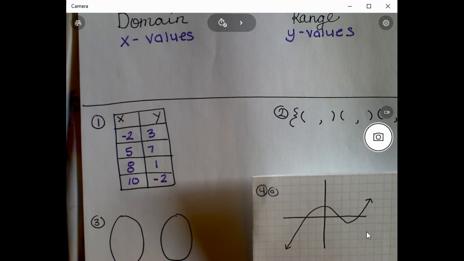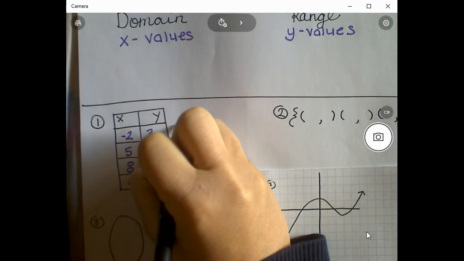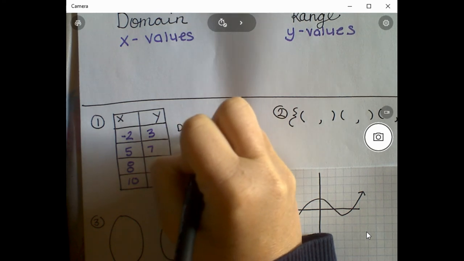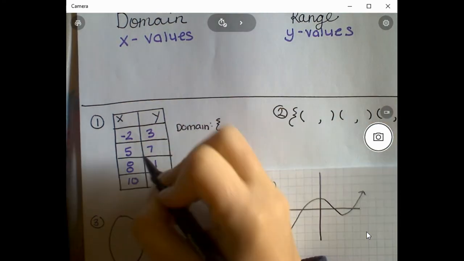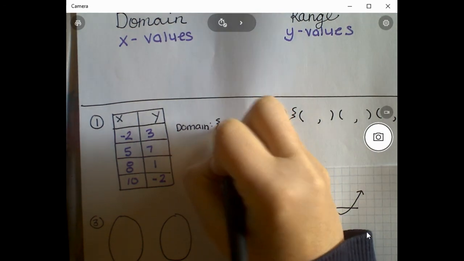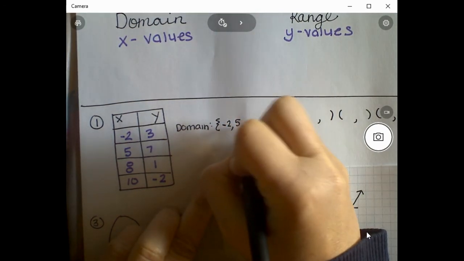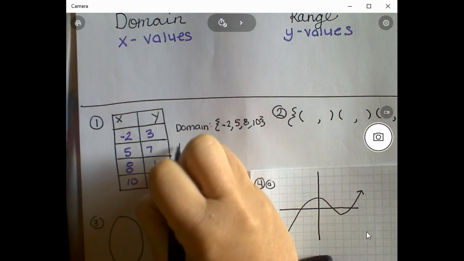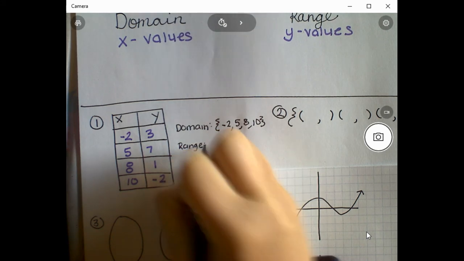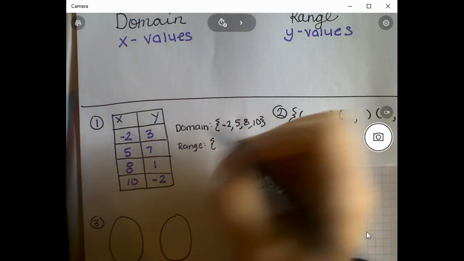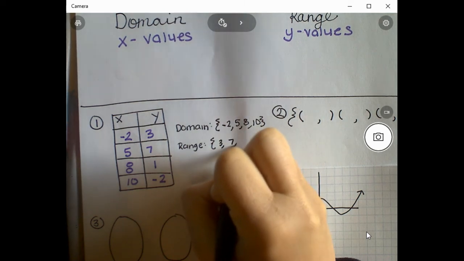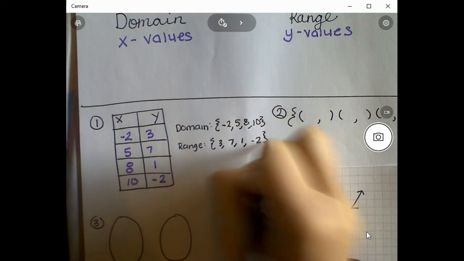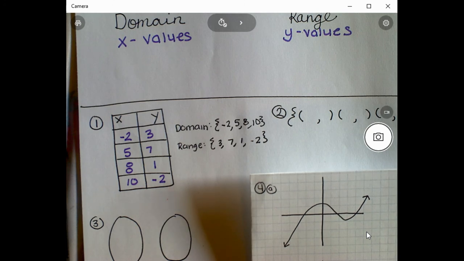So if you want to know what the domain is, domain are the x values. So the domain would be just a list of those numbers: -2, 5, 8, and 10. Okay? Range is the y values. So again, you'd make the little set brackets and just list your range. Now, obviously, it's nice to have them listed in order from least to greatest, but it really doesn't matter as long as you write down the x's and you write down the y's.